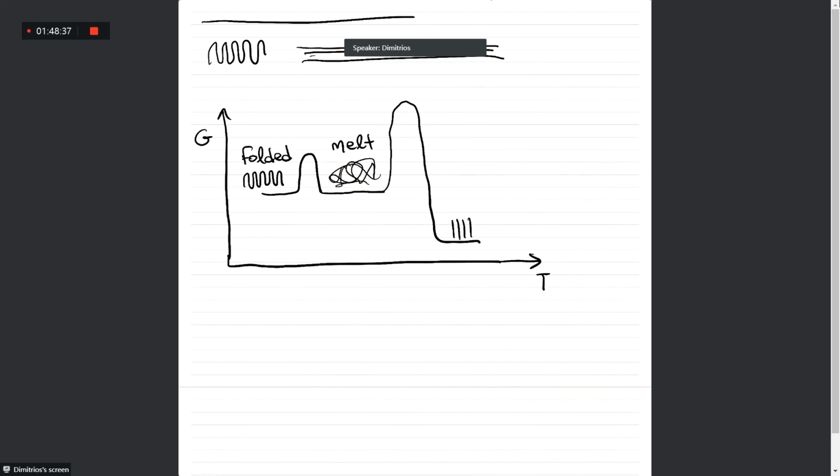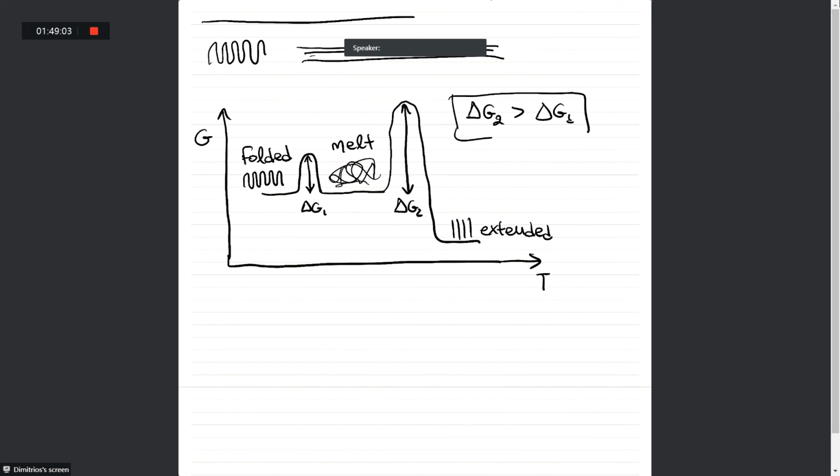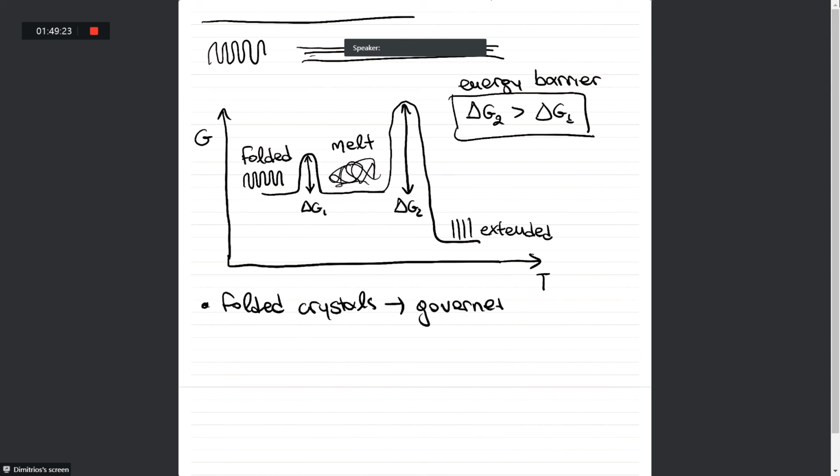you can realize that even though the system likes to have lower Gibbs free energy, the energy barrier for these two systems is higher for the case of extended chains. Okay, so ΔG2 is higher than ΔG1. That is the energy barrier. So in the case of folded crystals, we said that the process is governed by kinetics. What does that mean? It means that we have fast intermolecular nucleation.